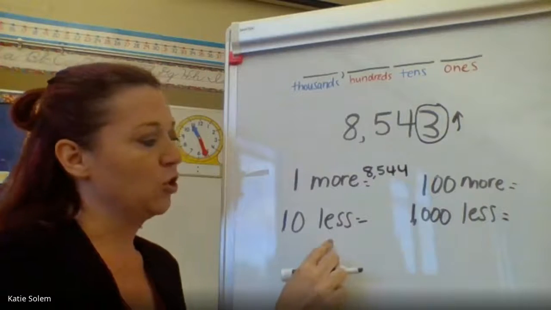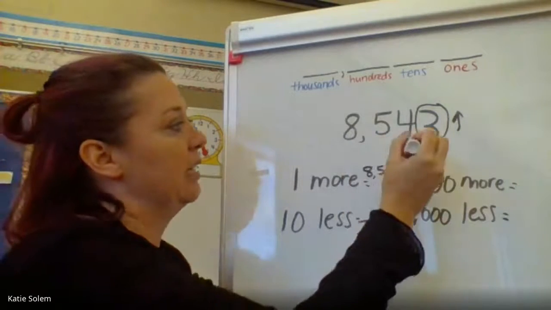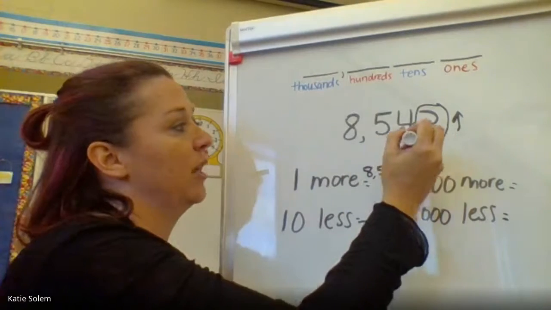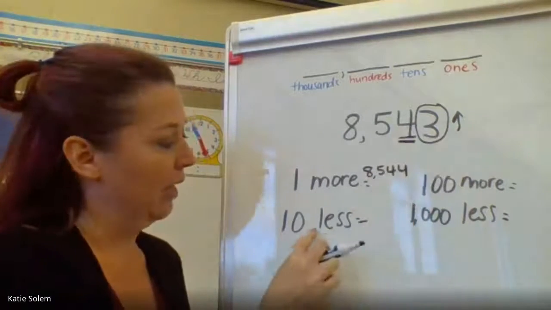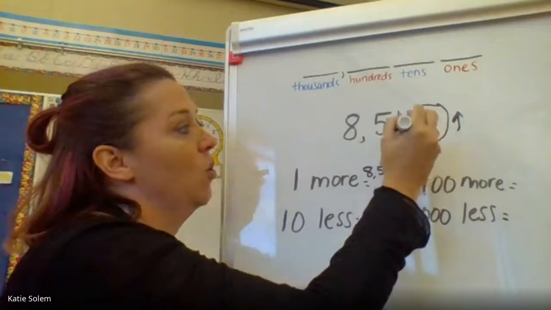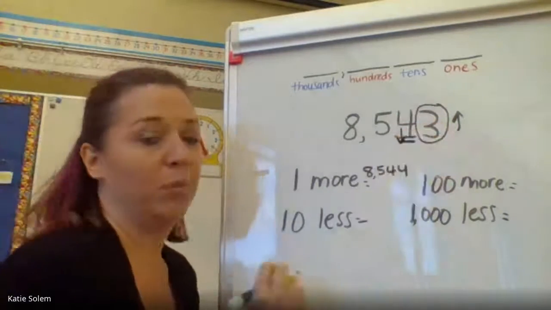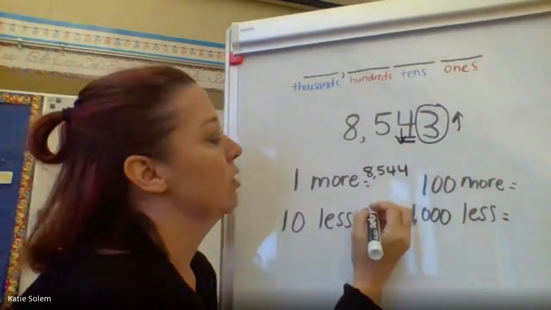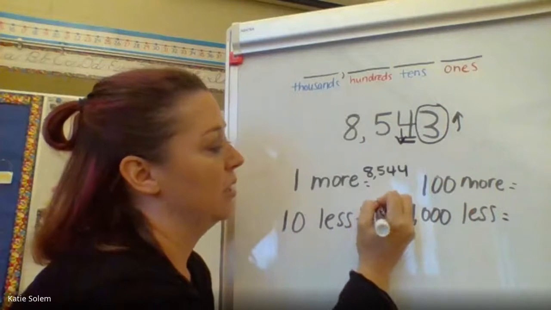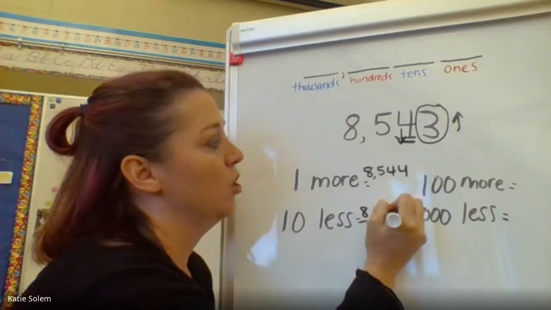What if I wanted to do 10 less? I'd go to the tens place where I have a 4, and less means I would have to go down. So I want to go down a 10, which would bring me to 3 tens. So my number would be 8,533.